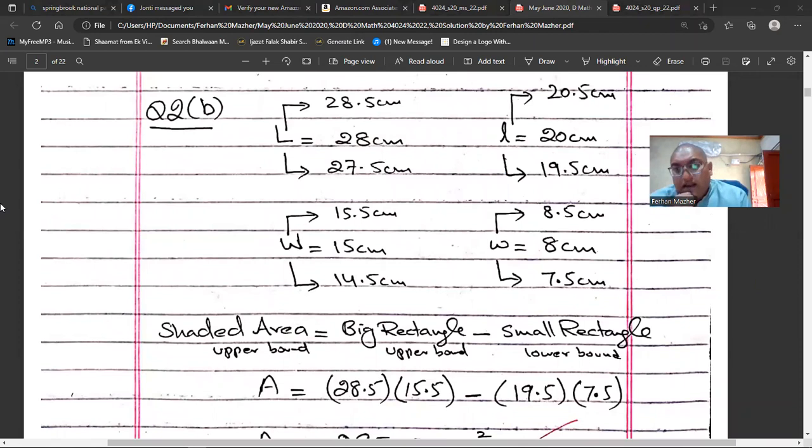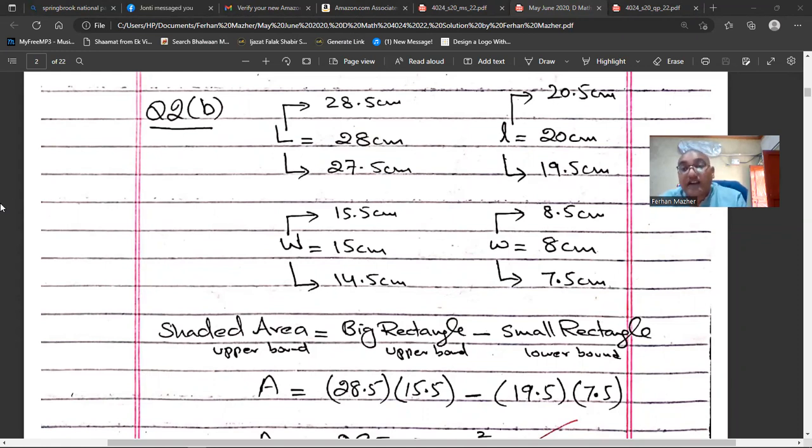So the first thing we have done here, every measurement was correct to 1 centimeter. So I divide 1 centimeter by 2, you get 0.5 centimeter. Now I will add 0.5 centimeter to get the upper bound. I will subtract 0.5 centimeter from the given measurement to get the lower bound. For example, the big length is 28 centimeters. Its upper bound will be 28.5. The lower bound will be 27.5. The big rectangle, its width is 15 centimeters. So its upper bound will be 15.5 centimeters. The lower bound will be 14.5 centimeters.